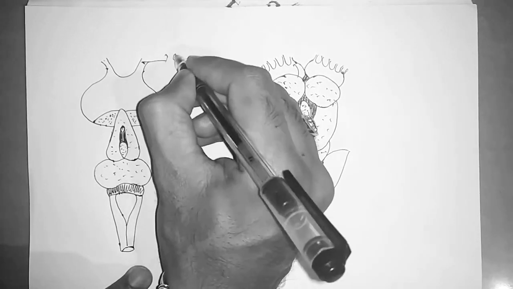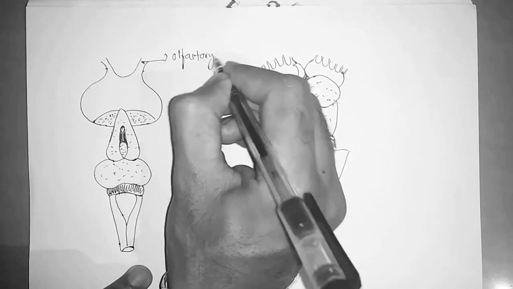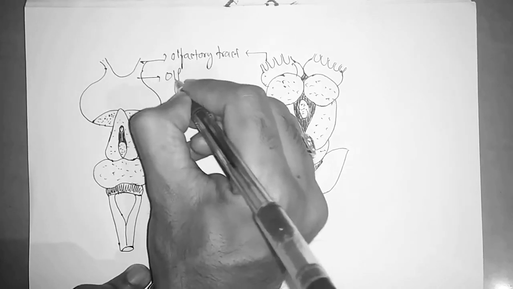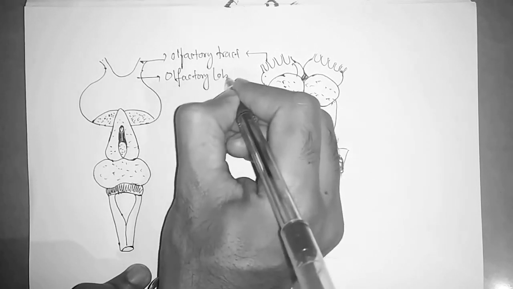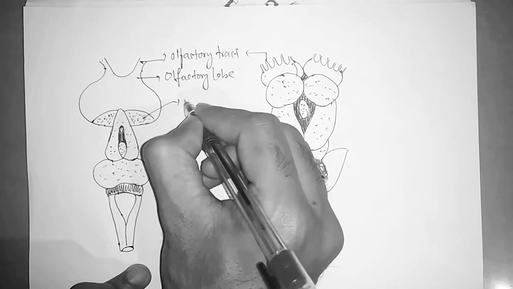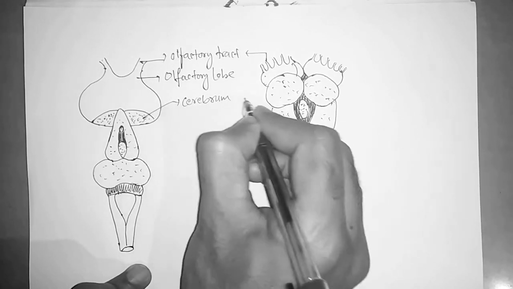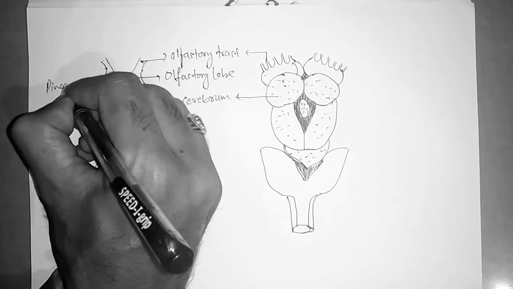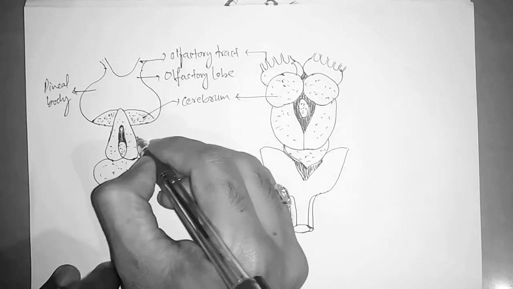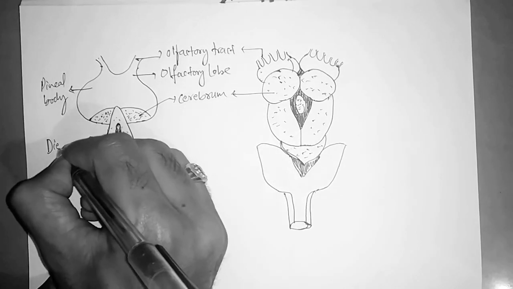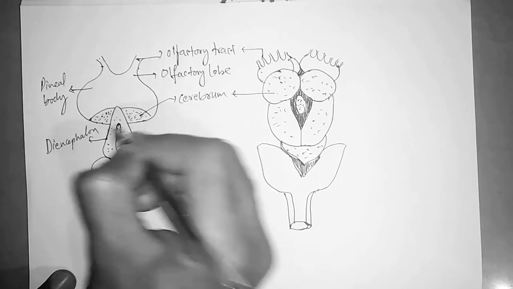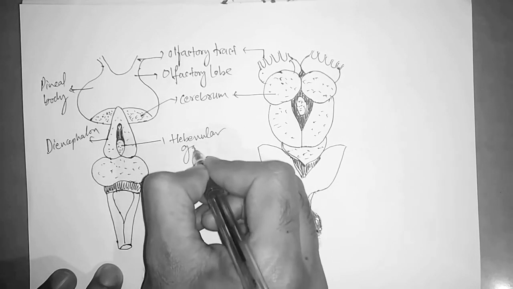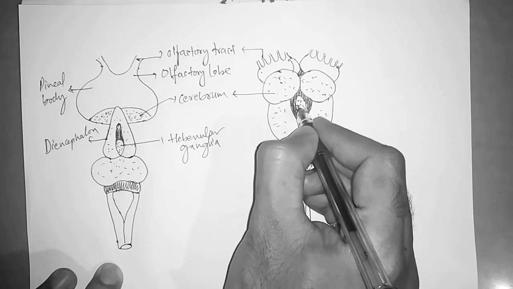What you see here is the olfactory tract. For both it is the same. This region is the olfactory lobe. This is the cerebrum. This region, for only this one, is the pineal body. This region is the diencephalon. This is the habenular ganglion. For both it is the same.